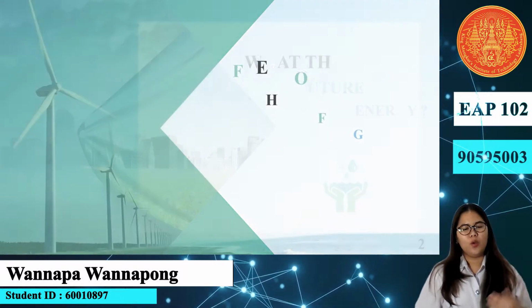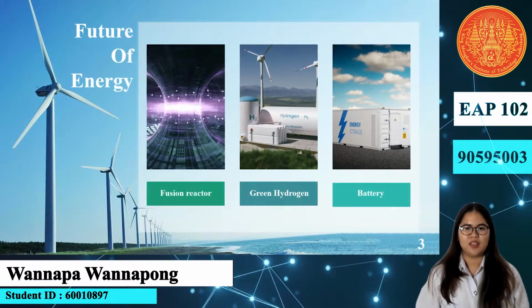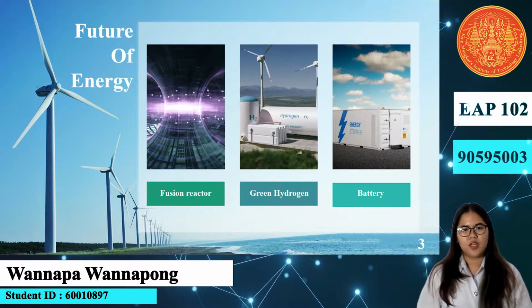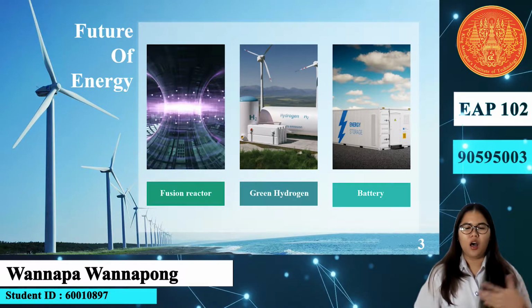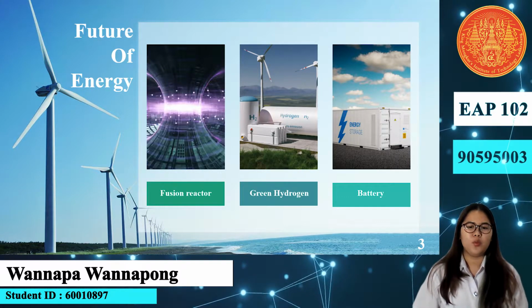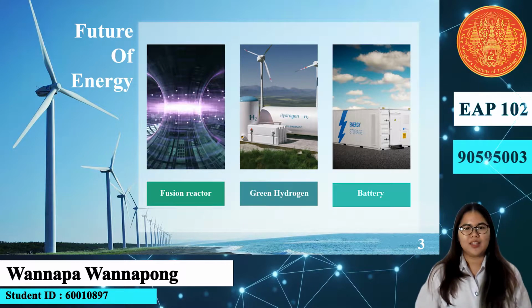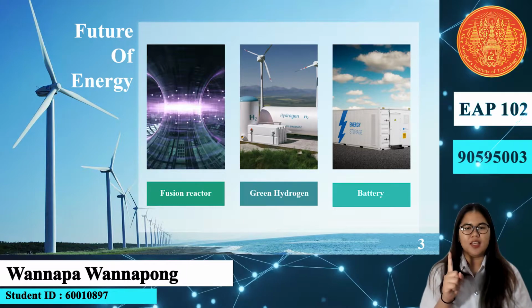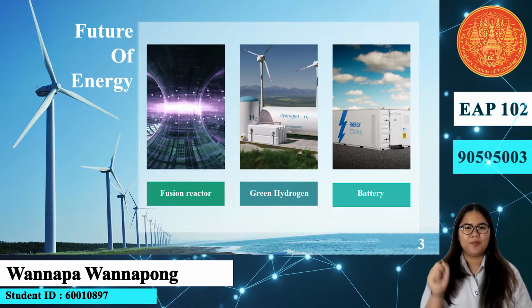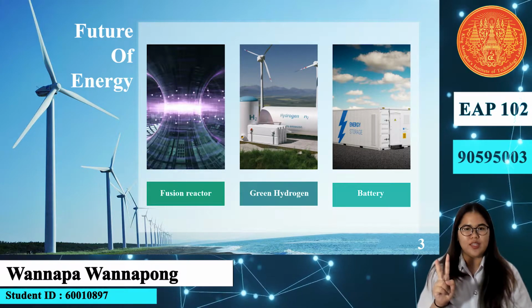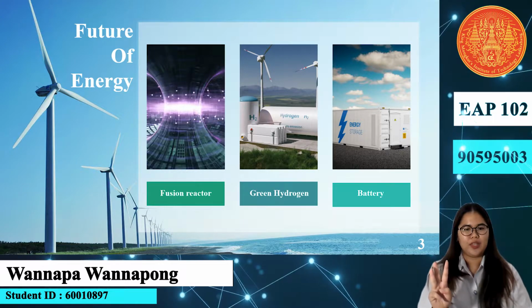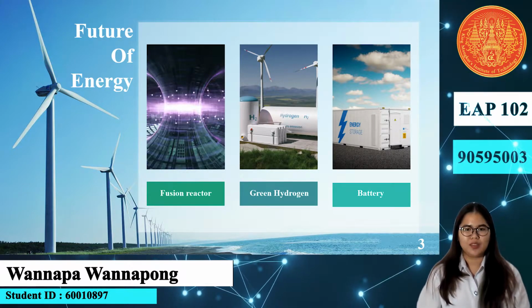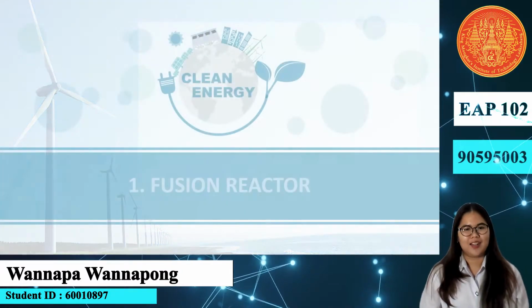Today, we will get to know the production process, adoption, advantages, and disadvantages of each energy in the future, which our group has selected three interesting energies. First, fusion reactor. Second, green hydrogen. And third, battery. Now we will start with fusion reactor.